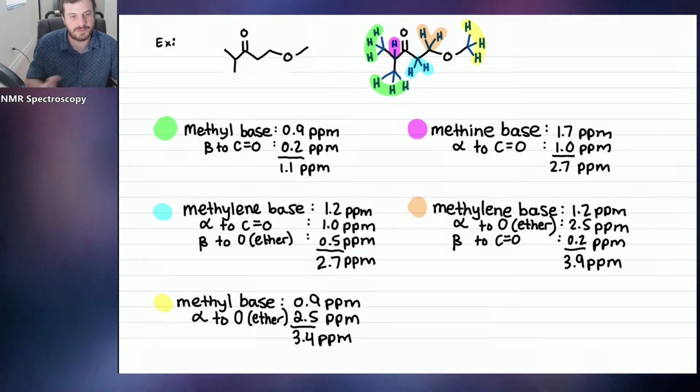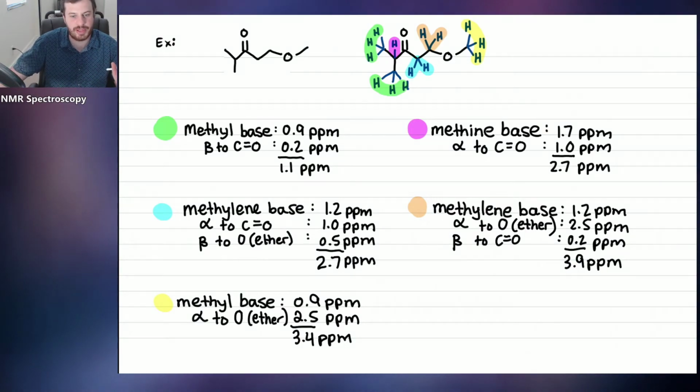So we've just done something amazing here. We've taken a compound, and now we're pretty much able to predict what the NMR spectrum will look like. It will have 5 peaks in the spectrum, and the peaks will be at these approximate values: 1.1, 2.7, 2.7, 3.9, and 3.4. That's pretty cool. We are able to now predict an NMR spectrum, not just how many signals, but where those signals will be.